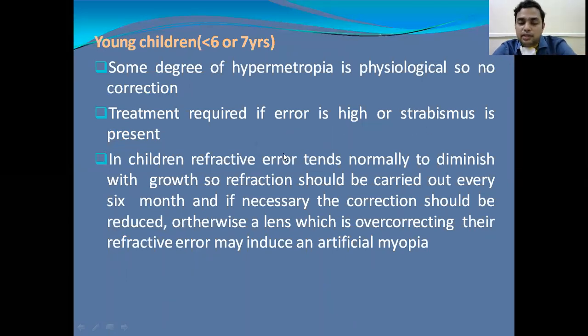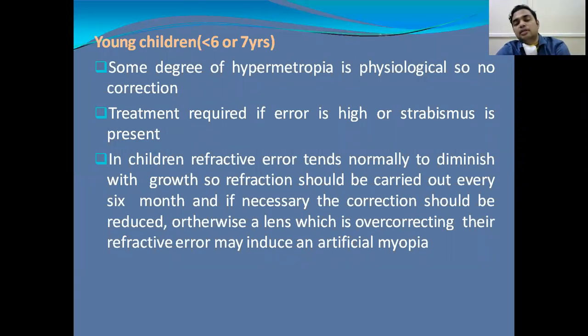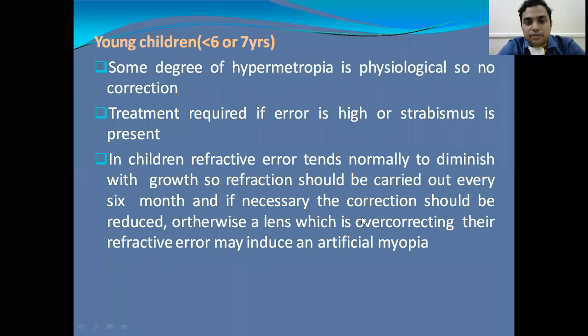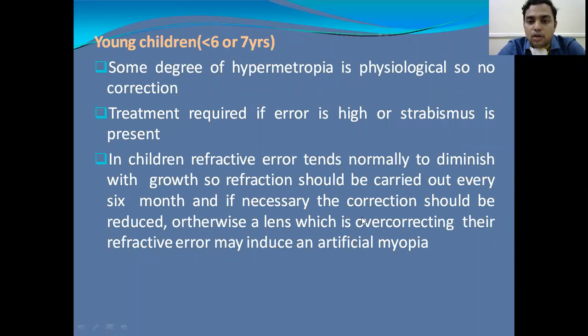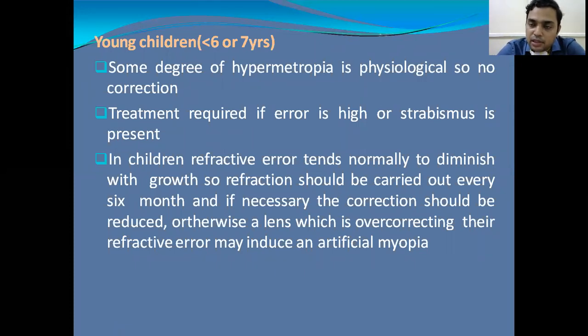We only treat this age group of children if there is a high hypermetropic refractive error, and if there is a strabismus or squint present, then in such cases we have to treat the patient with glasses. In children, refractive error tends to diminish with growth, so refraction should be carried out every 6 months. So if you prescribe glasses, we have to ask the patient to come for follow-up, because this hypermetropic refractive error changes with age. It may decrease with age. So a 6-month follow-up is required.